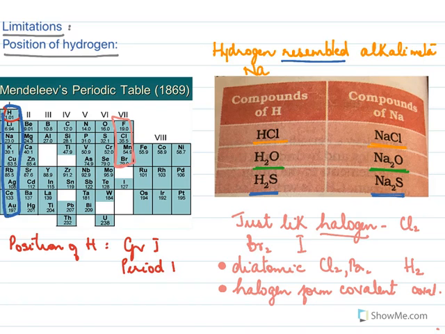He should have put it also here. So he could not explain why he put it with alkalis and not with halogens, although hydrogen showed properties of alkalis and also properties of halogens. It showed both the properties. So this was one of the limitations of Mendeleev.